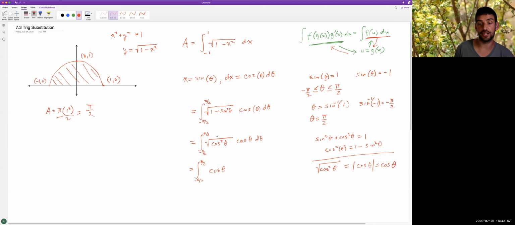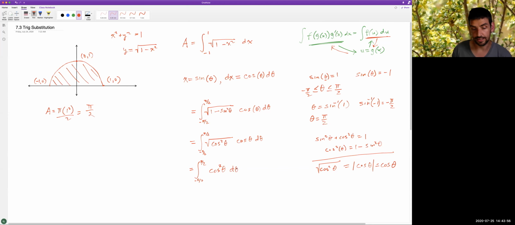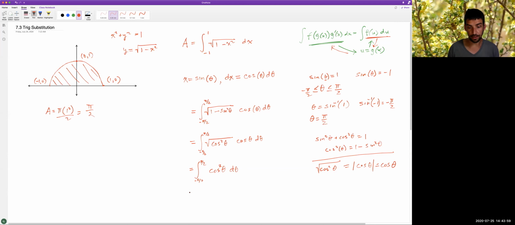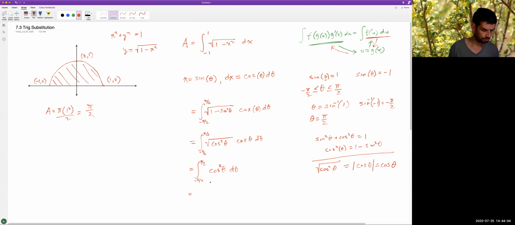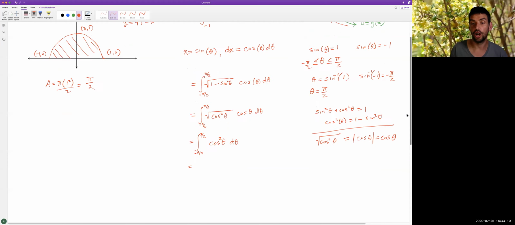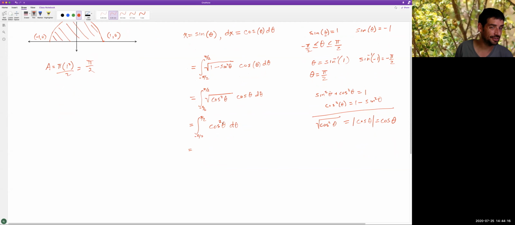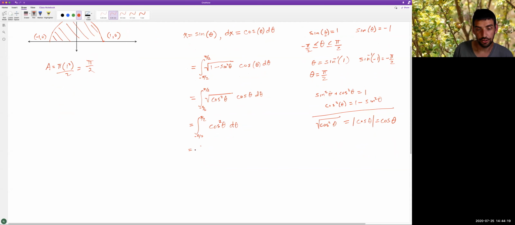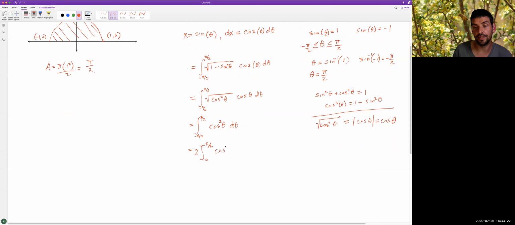So I've got the cosine of theta coming from this radical, and then I've got cosine of theta here, so I've got cosine squared theta d theta. All right. Now we will use, oh, sorry, I'm just looking at my notes trying to remember what I did here. I used a little trick here. Notice that cosine squared of theta is even over a symmetric interval. So we can take this, and instead of doing it from negative pi over 2 to pi over 2, we can do it from 0 to pi over 2. It's debatable whether or not that's helpful.